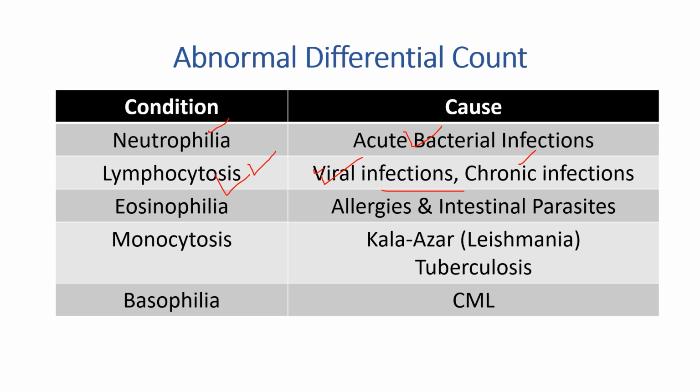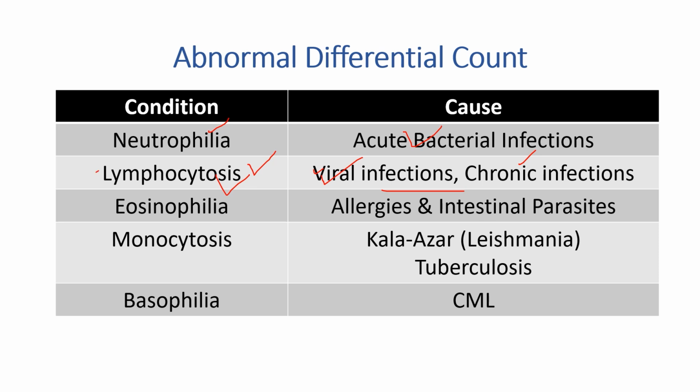Now, there is one good bacterial infection which causes lymphocytosis. Can you tell me what? If you're thinking of the answer as pertussis, there is a bacillus called Bordetella pertussis, a bacterium which causes whooping cough. This pertussis produces something called a lymphocytosis promoting factor, and it produces lymphocytosis.